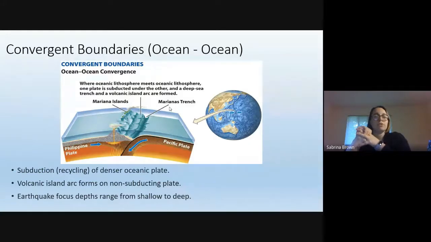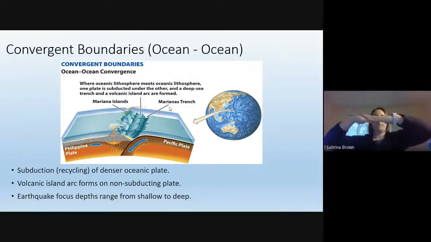So with ocean-ocean convergence, a really good example of this is the Mariana Islands and the Mariana Trench. And so when we have two oceanic plates coming together, we get subduction or recycling, destruction of the more dense oceanic plate. On that more dense oceanic plate, that's where you're going to have the trench form. And then on the non-subducting plate, we get something called volcanic island arcs. And so this is where we have volcanic islands in association with convergent boundaries.